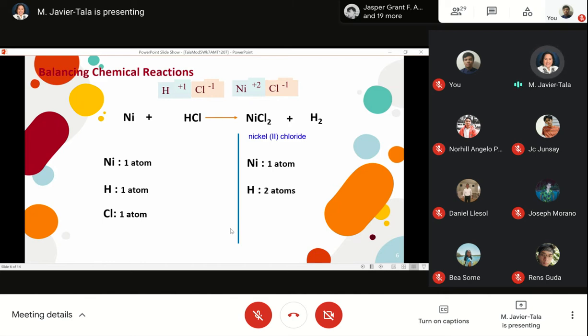hydrogen has 2 atoms because it is a diatomic element. Remember, when these gases are alone, you have to write subscript 2. Then your chlorine has 2 atoms. So we need to make the number of atoms for each element equal. So we multiply hydrogen by 2 first, so there will be 2 atoms.